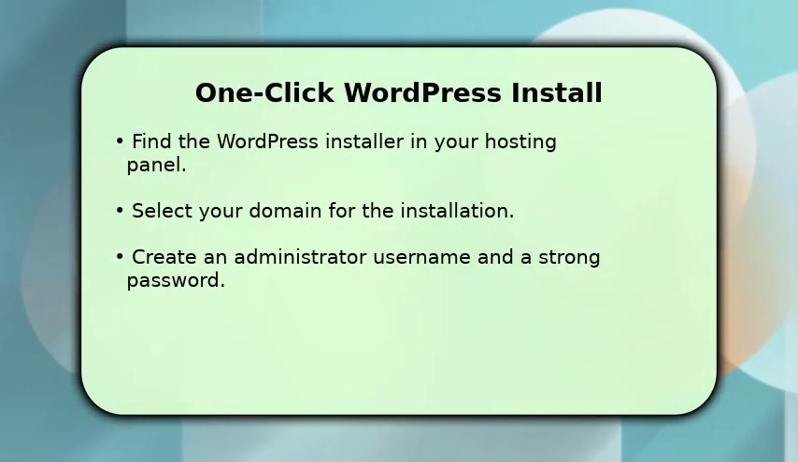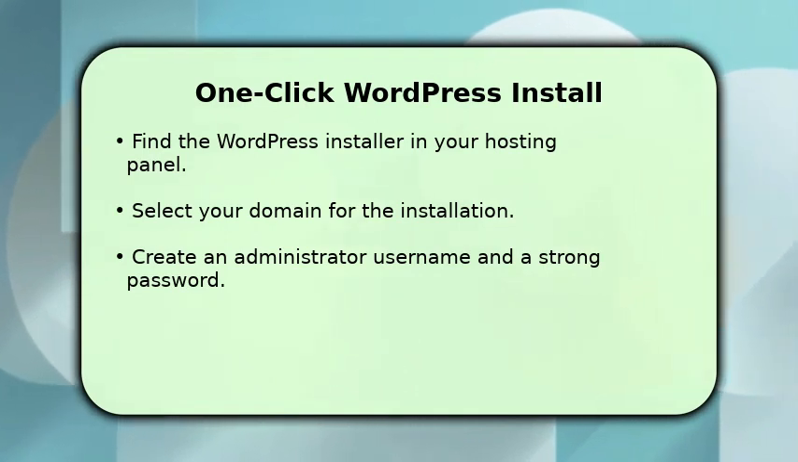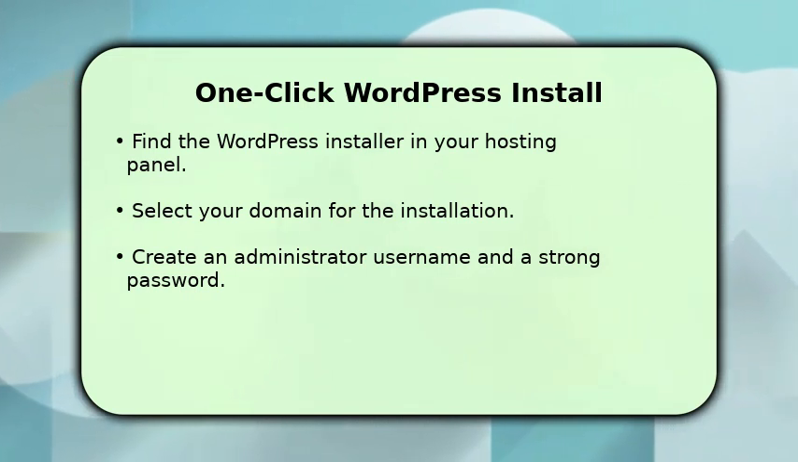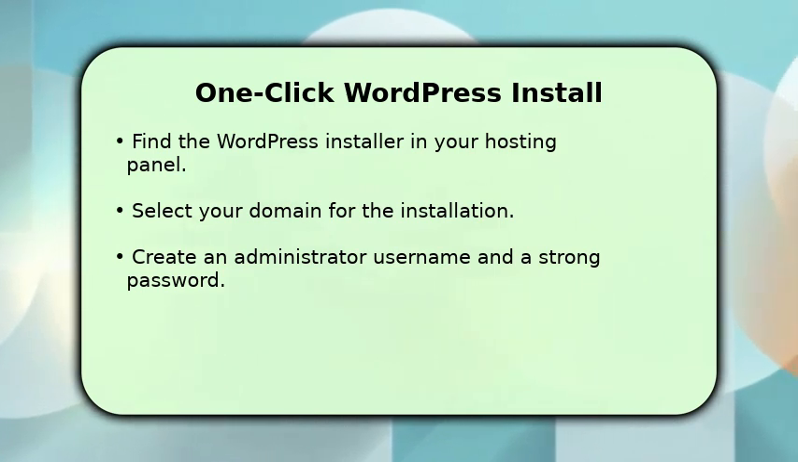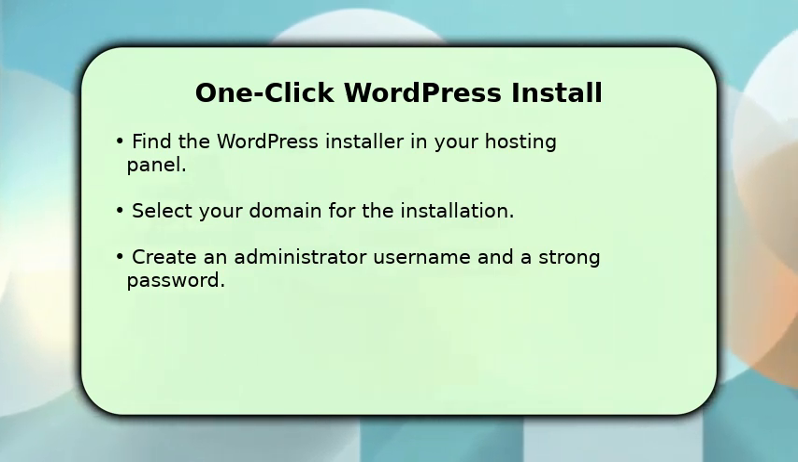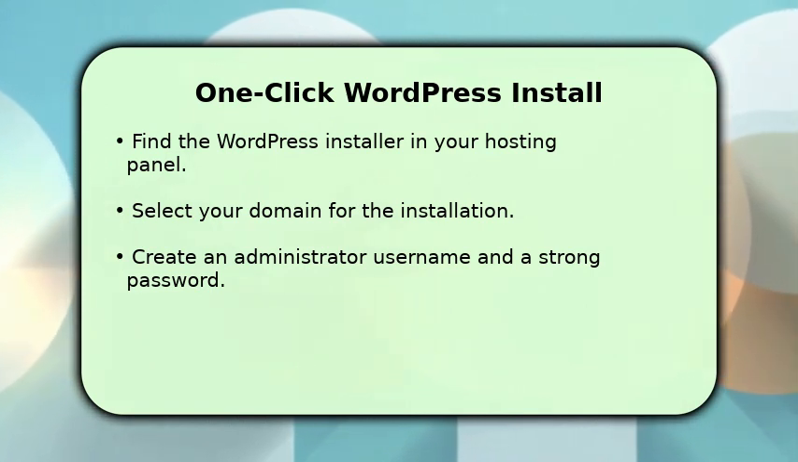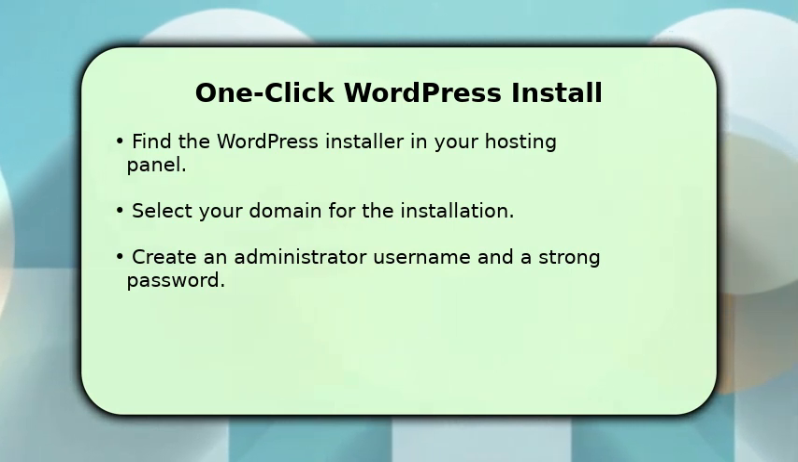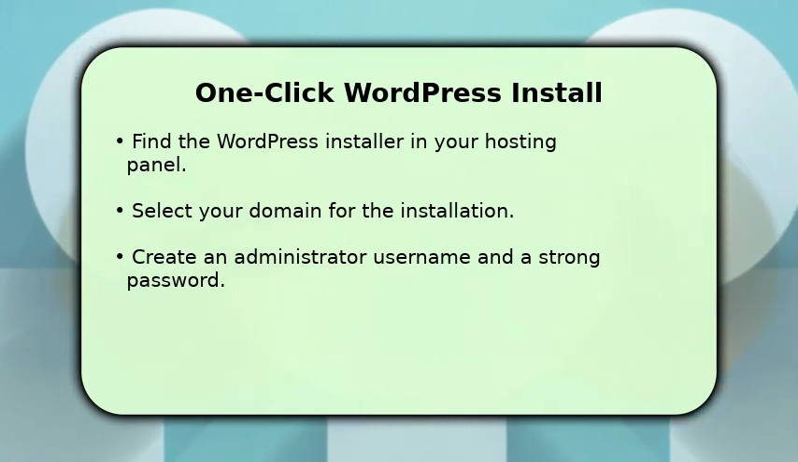Now, within your hosting control panel, look for the WordPress or application installer option. Godaddy typically offers a one-click installation feature, making this step very simple. Click on the WordPress installer, then select the domain where you want your site to be installed. You will be prompted to create an administrator username and a strong password. Also, enter your desired website title and an administrator email address. After filling in these details, click Install and wait a few moments for the process to complete.